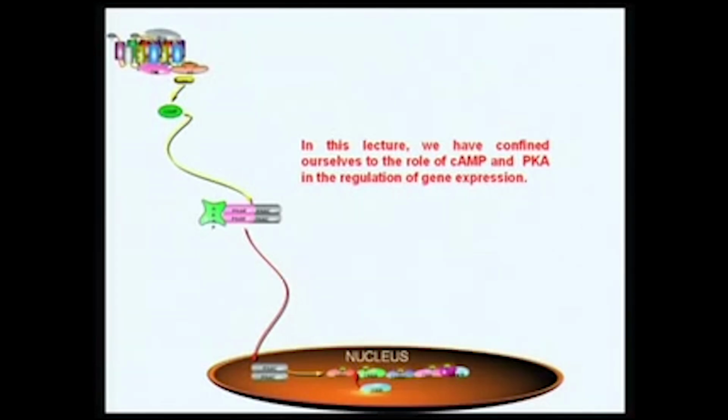But since we are going to focus primarily on the gene regulatory mechanisms, we are confining ourselves to one cyclic AMP pathway in the cells. How does cyclic AMP activate gene expression? So, we are only focusing on one aspect of this entire series of events that can be regulated by cyclic AMP. In this lecture we have confined ourselves to the role of cyclic AMP and PKA in the regulation of gene expression, and I have skipped a lot of other things that cyclic AMP does.